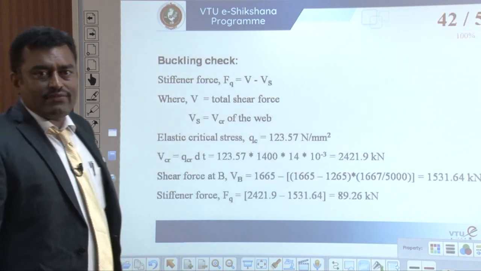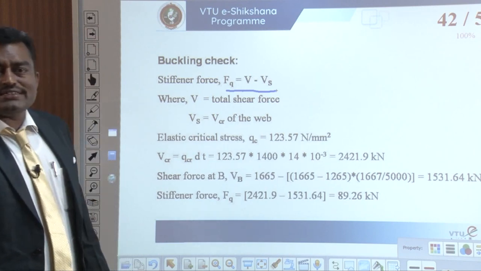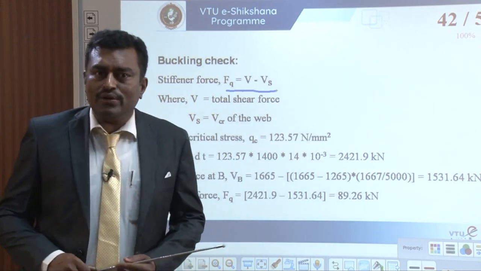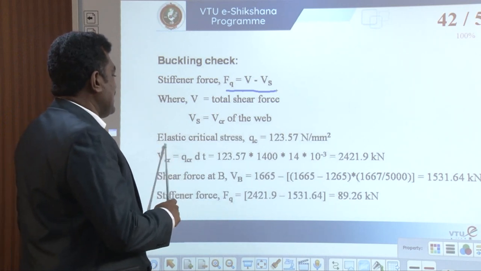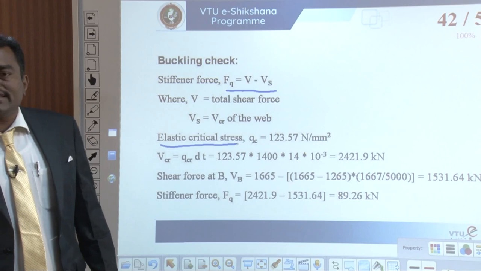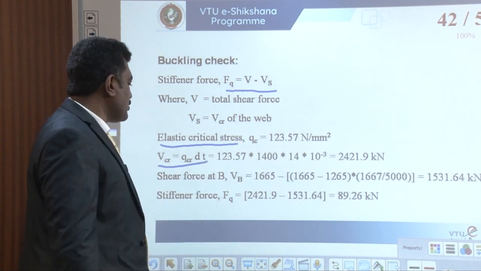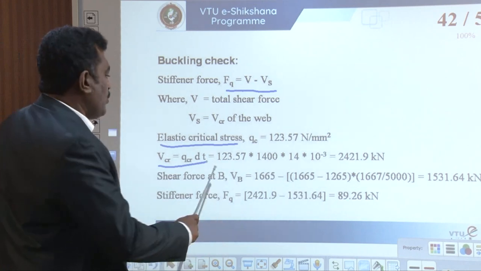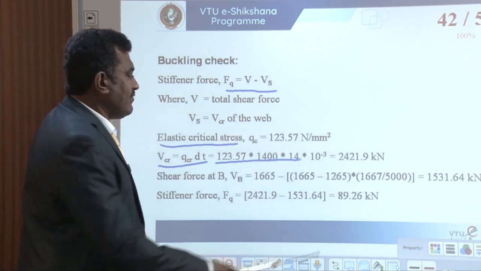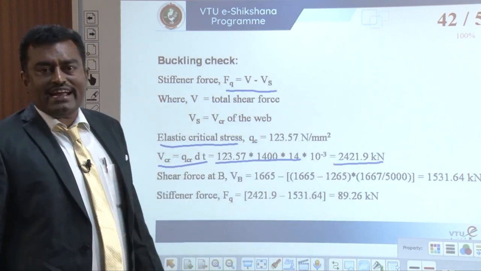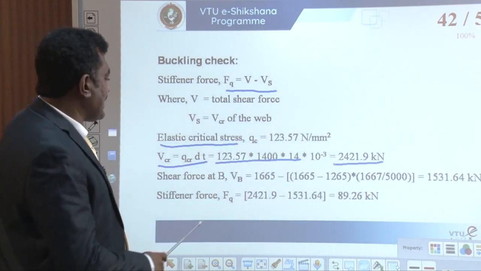Then coming to the buckling check for the intermediate stiffener. In that stiffener, force FQ is equal to V minus VS. V is the total shear, VS is the critical shear stress at the web. Then the elastic critical stress is 123.57 Newton per mm squared. Then QCR is 123.57 into 1400 into 14 into 10 raised to minus 3. That value gives 2421.9 kilonewton.